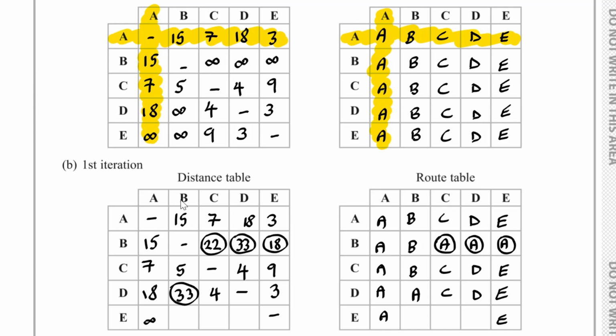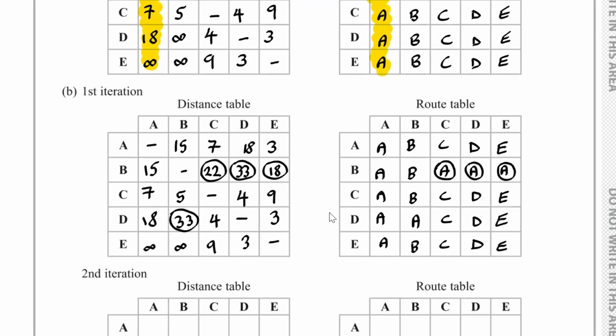Now, for EB, we compare the infinity with infinity plus 15. Infinity plus 15 is bigger than infinity, so we make no replacements. Here we still have the B. Next, we compare the 9 with infinity plus 7. 9 is smaller, so we don't make any replacements. Okay? Now, for the final one, we compare the 3 with infinity plus 18. 3 is definitely smaller. Again, we make no replacements. So we have 3 and D in our distance and route tables. So that's our first iteration done.